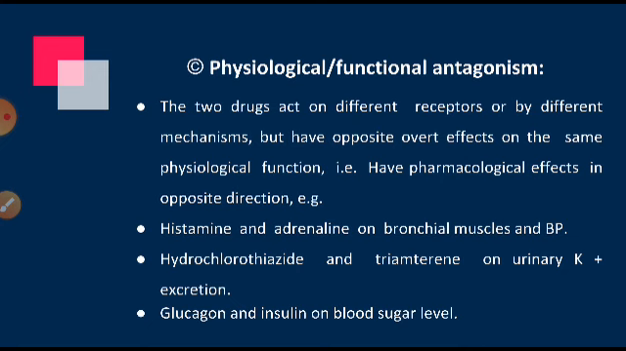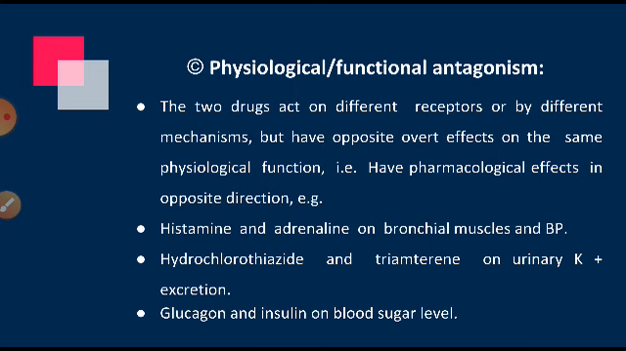You have seen that in synergism it is compulsory to have the same direction. Here it is compulsory to have opposite directions if they are functional antagonists. I'll take one example, histamine and adrenaline on bronchial muscle and blood pressure. Histamine acts through H receptors and has a different mechanism of action. Adrenaline acts on alpha and beta receptors. Both drugs belong to different classes: histamine is histaminergic, adrenaline is adrenergic, right? Their classes, mechanisms of action and receptors are different, but their effects are antagonistic to each other. Histamine causes bronchoconstriction on the bronchial muscle, while adrenaline causes dilation.